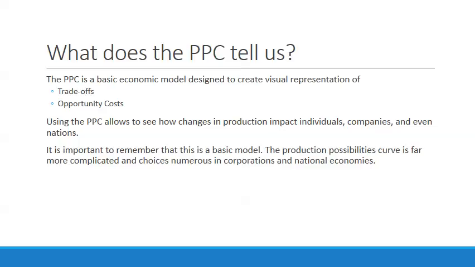And so that's one of those things you have to remember, is that we're looking at it at a very, very basic level so that we understand what's taking place. In reality, most things are far more complicated because there are so many more choices in the production possibilities curve to look at. So we narrow it down to two to get a better idea.